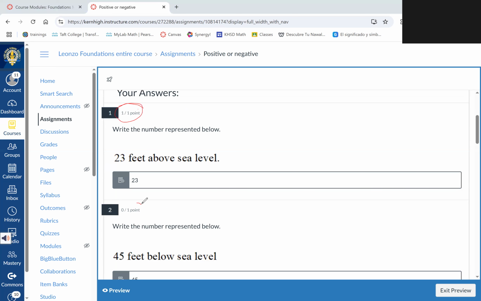It's telling me I got 0 out of 1 correct. So now that we know which questions are right and which are wrong, I can go back and do it again.